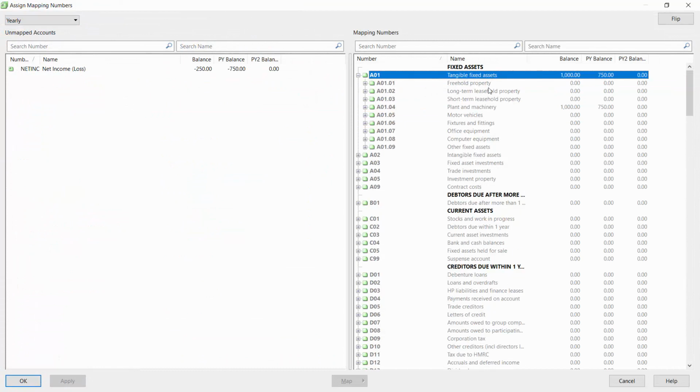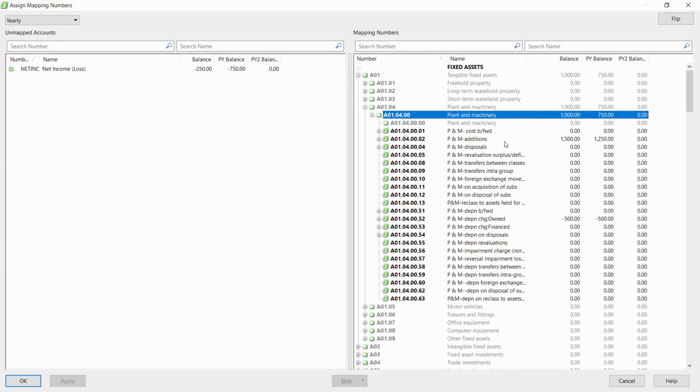If we open our accounts and assign mapping screen, we can see that our plant and machinery is currently showing the prior year addition as 1,250 and the prior year depreciation owed as 500. However, our current year brought forward is currently showing as zero for both the costs and depreciation. This may occur if the same nominal code was used in the current year as was used in the prior year.